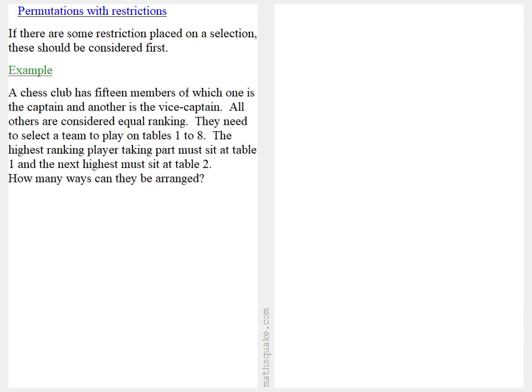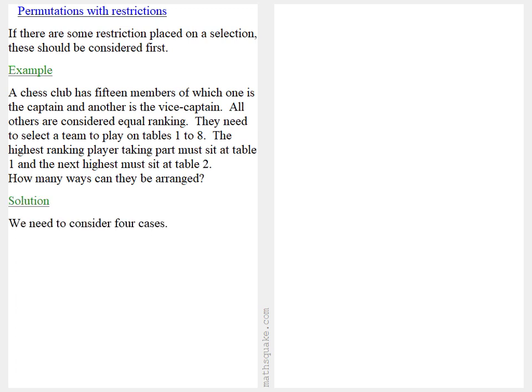Now we may get a permutation problem with some additional restrictions put on it. So, if there are some restrictions placed on a selection, these should be considered first. For example, a chess club has 15 members, of which one is the captain and another is the vice-captain. All others are considered equal ranking. They need to select a team to play on tables 1 to 8. The highest ranking player taking part must sit at table 1, and the next highest ranking player must sit at table 2. How many ways can they be arranged?